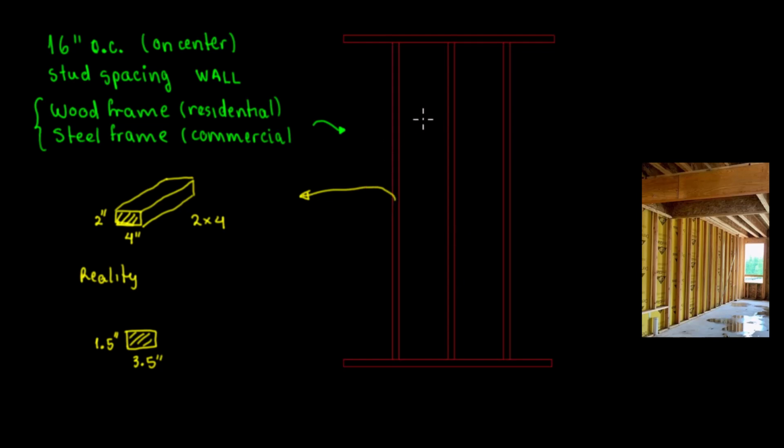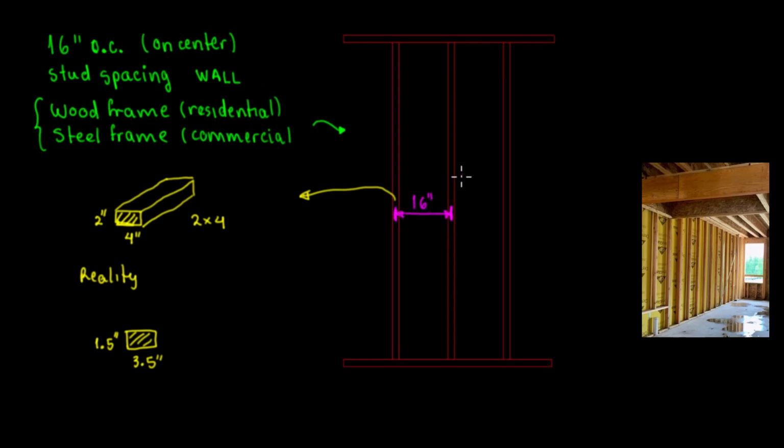So we were talking about the distance on center. The distance on center means that we take the middle of the stud right here. That's the middle, and the other middle is right here. That distance is 16 inches. The OC means that we're measuring based on the center of the stud, on center.